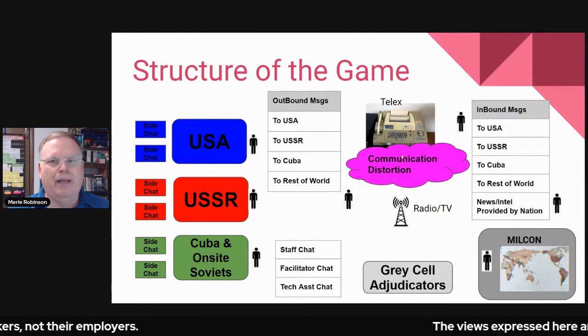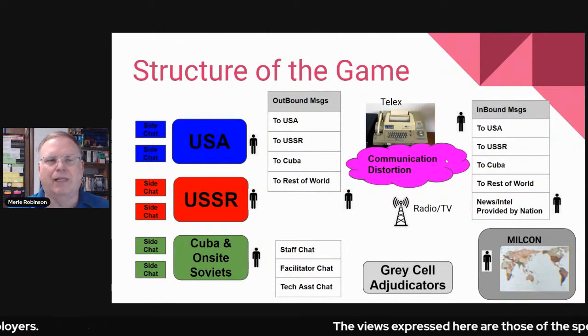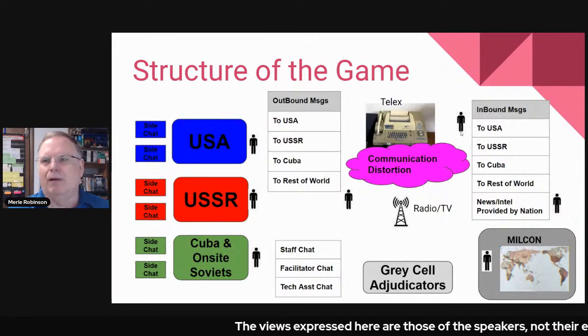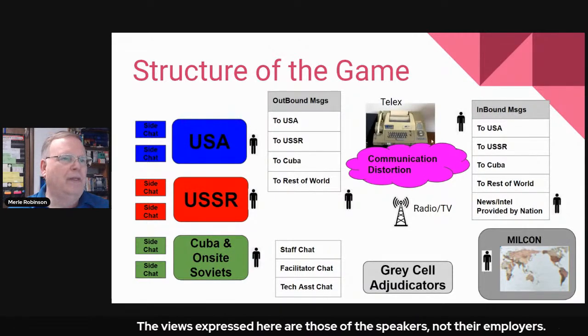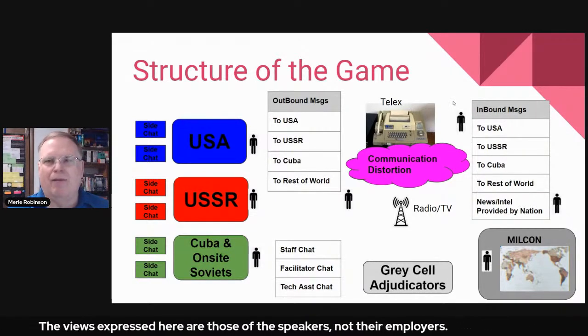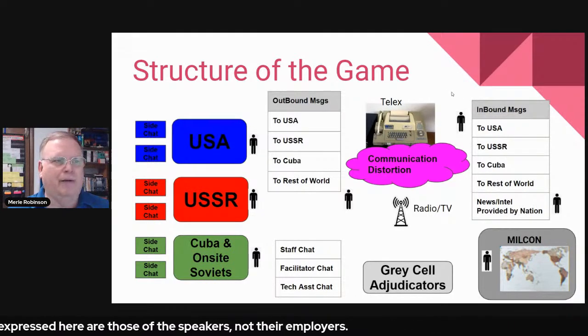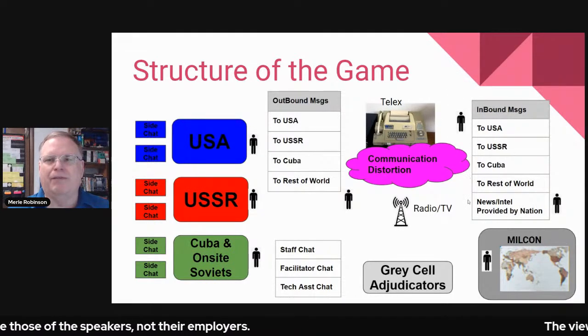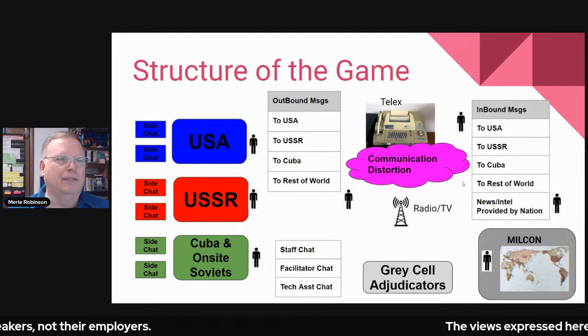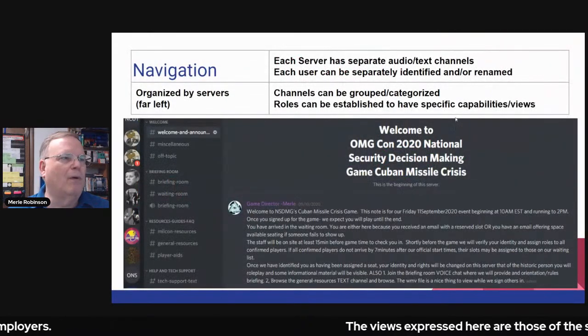Now, a couple of key issues that we discovered in this process was essentially going online took a lot more staff. You know, we could normally run this game live with 3 to 4 facilitators. We needed 7 because you've got to have tech support and some additional communication stuff. But I'll hit that a little bit more.